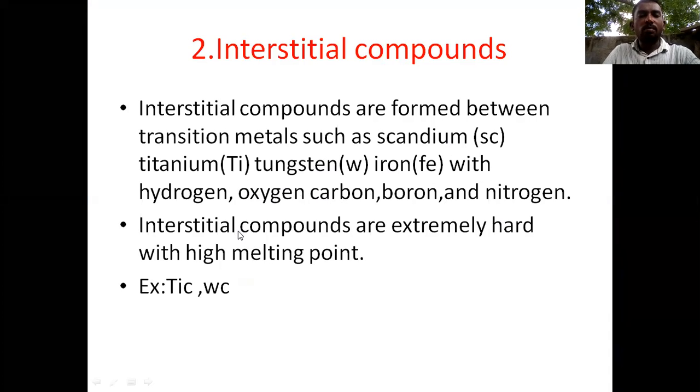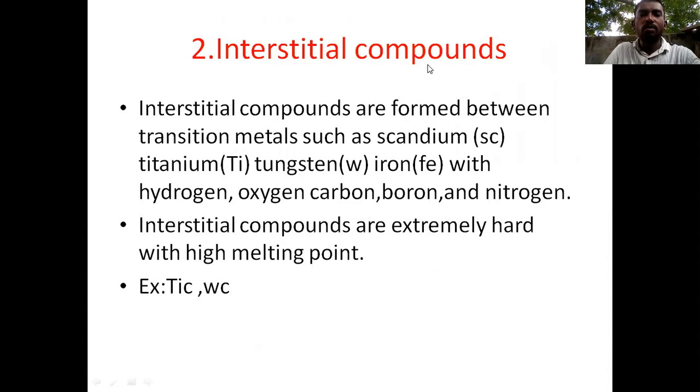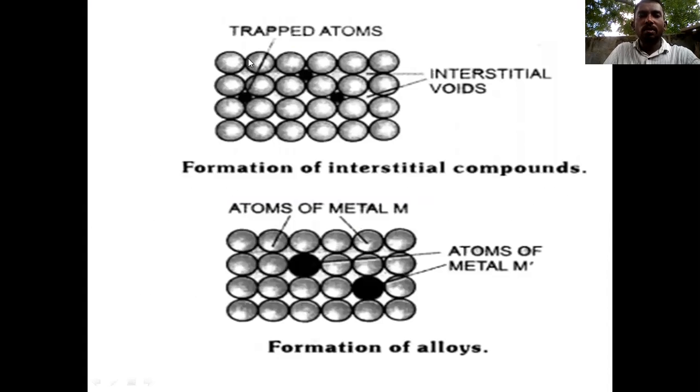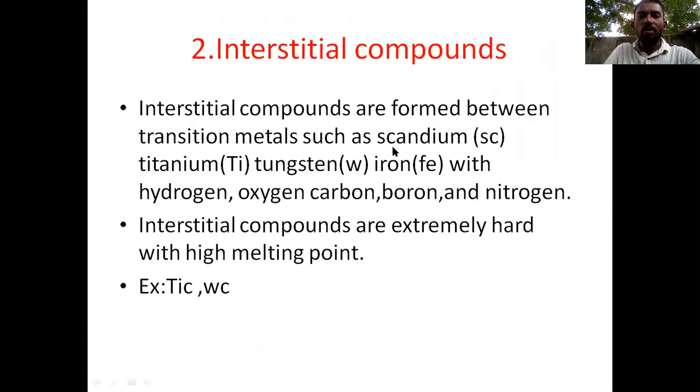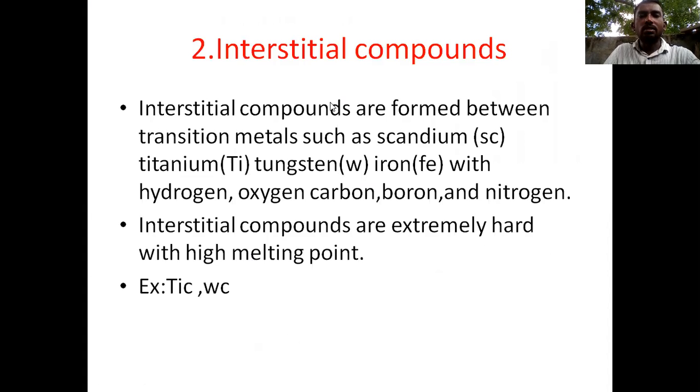Let us see how an interstitial compound is formed with an example. These are the interstitial voids in the crystal. In this crystal, we can fit these atoms into the voids, and then strong bonding is formed. That strong bonding is what makes the interstitial compound. Examples of the metals are scandium, titanium, tungsten, iron. In these metals we fit carbon atoms, and then a strong bond is formed. So this is the interstitial compound.